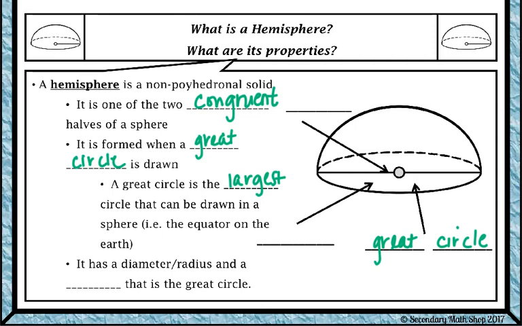And then our hemispheres, half of our spheres, they still have a center, and they have a radius. So it has a diameter or a radius, and a center that is the great circle. So the great circle and the hemisphere share the same center and the same radius. Okay, so some definitions and labeling for hemispheres.